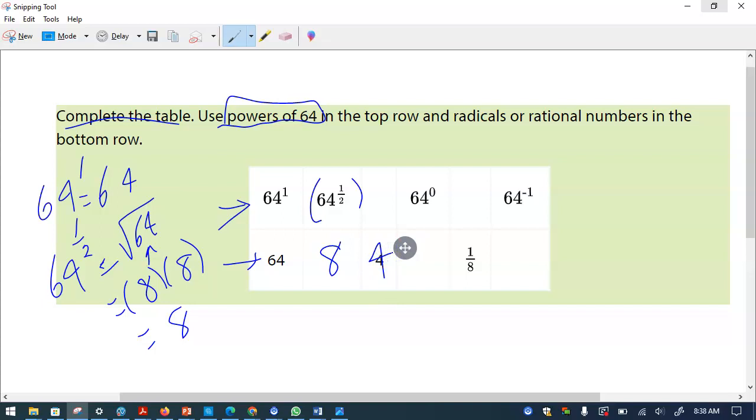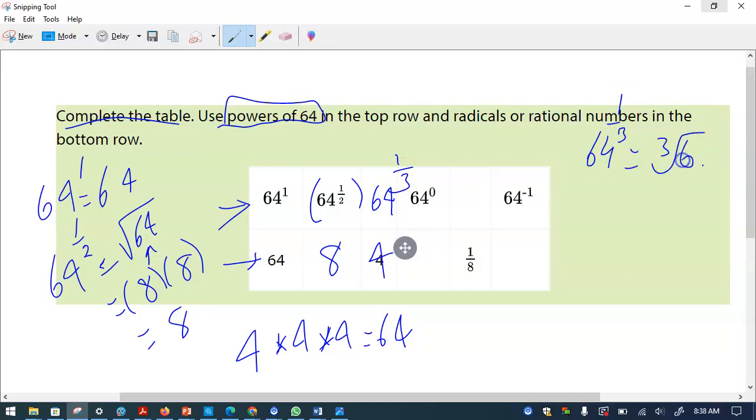So how many 4s do you multiply to get 64? So you have to use 64 raised to 1 over what? You can see 4 times 4 times 4 is 64, so we can write this as 3 times. So 64 raised to 1/3 basically means the cube root of 64. It means what number multiplied by itself 3 times gives 64. So it has to be 4, 4, 4.